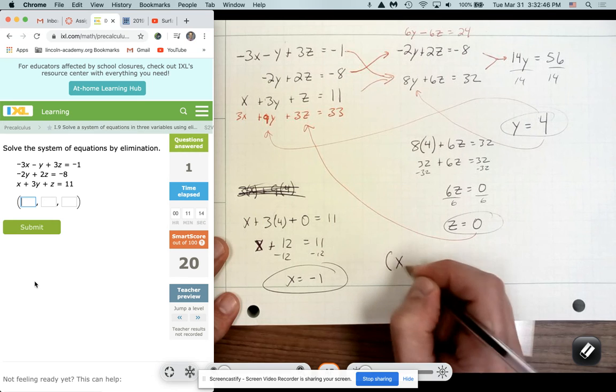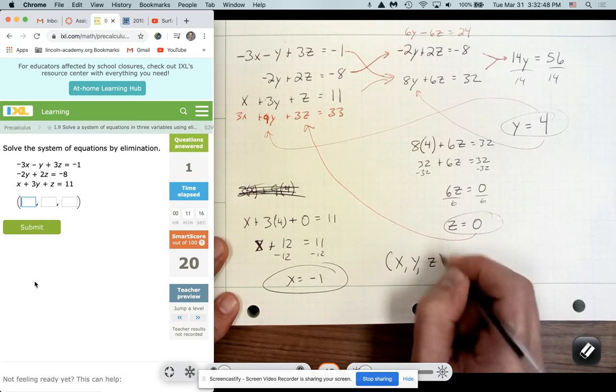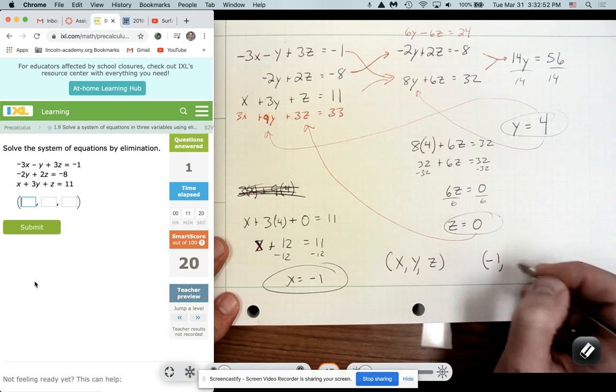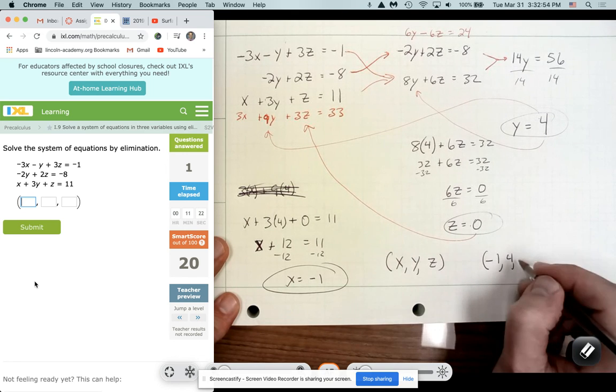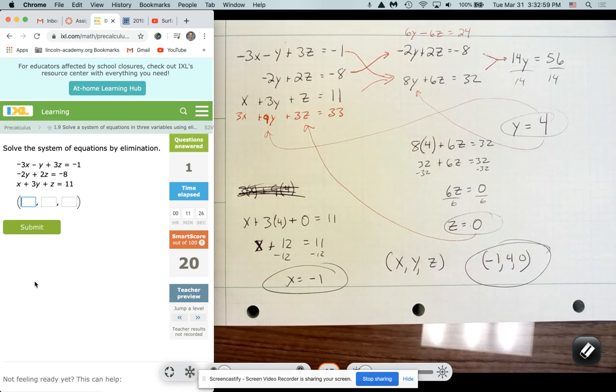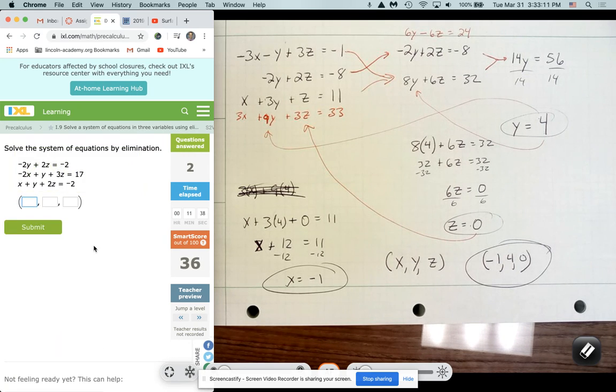Again, x first, then y, then z. So my final solution will be a -1, my y value of 4, my z value of 0. So there's my solution. I come over here, I type in -1, I type in 4, and I type in 0. And I hit submit, and lo and behold, I did it wonderfully.